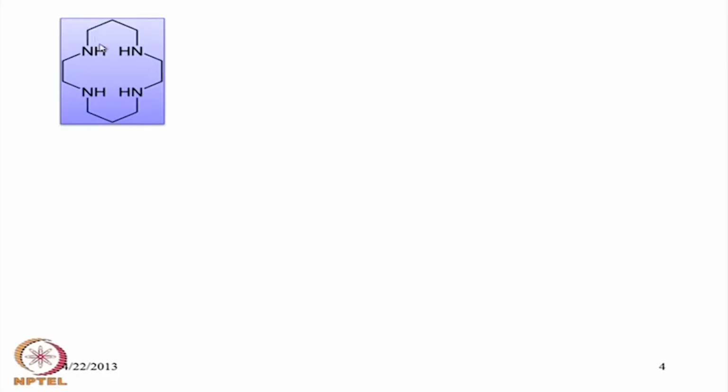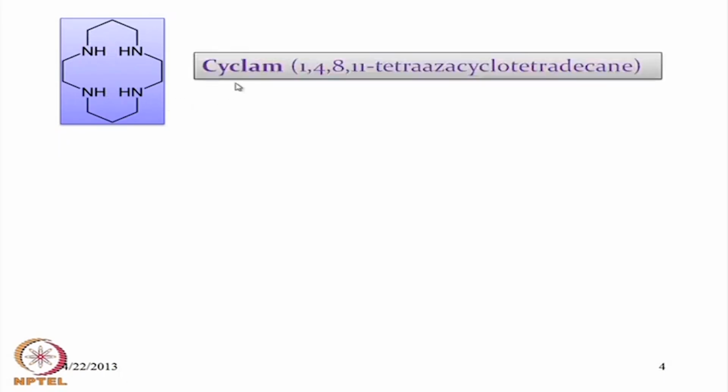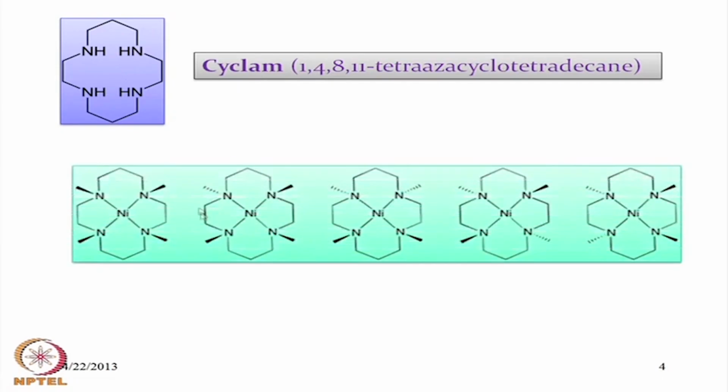Then, if we just increase the backbone from ethane to propane, that means CH2 whole 2 to CH2 whole 3, that means we have a little bit relaxed macrocycle, which is a different one, and we call it as a cyclam. So, cyclam ligand is related to the previous one, but it has a different cavity size for the coordination to the metal center, and we have all isomeric forms we can have, since all the NH groups can be substituted by N-methyl or N-ethyl.